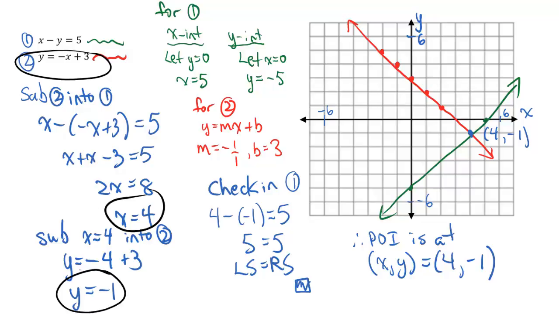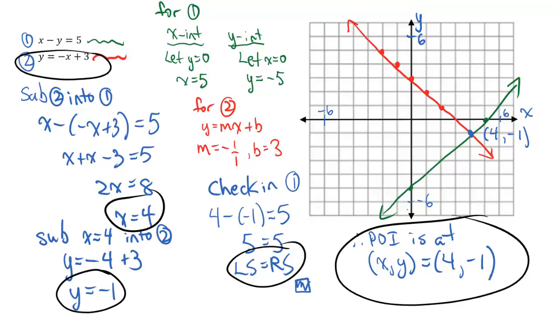And if I substitute into 2, then I must check in 1. And as you can see here, I got left side equals right side. That tells me we're okay, we didn't make a mistake. So I was able to determine that my point of intersection is at 4, -1.